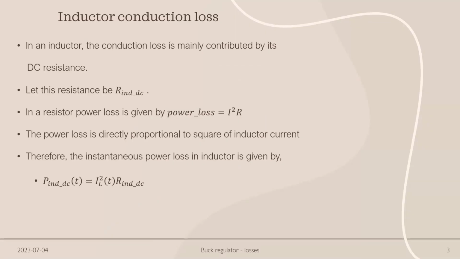Let us look at the inductor conduction loss. For an inductor, the conduction loss is due to the DC resistance present in them. Let us call this R inductor DC. In a resistor, the power loss is given as I square R. The power loss is directly proportional to the square of the current flowing in it.